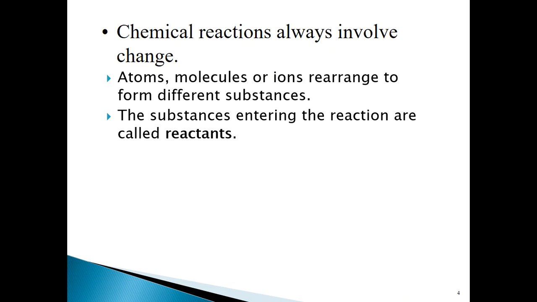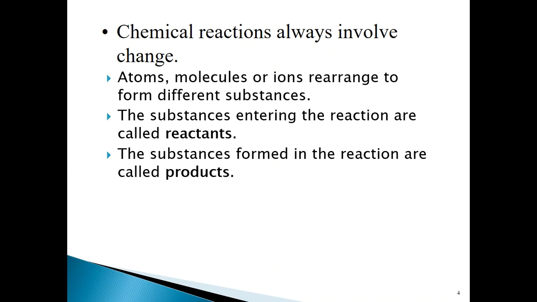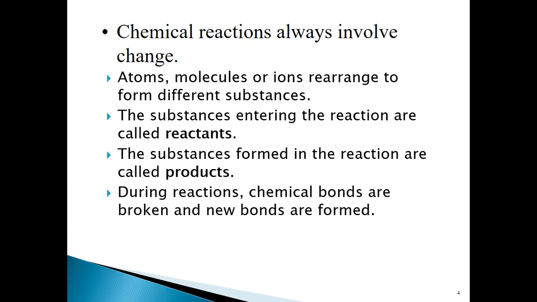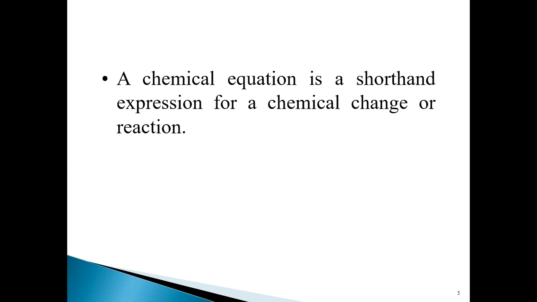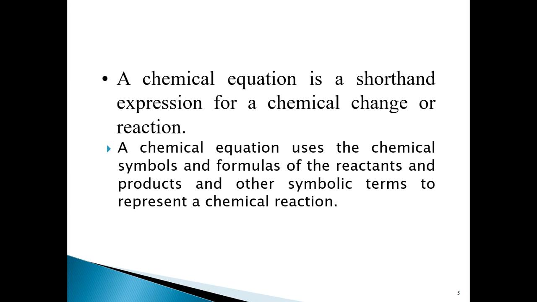So the substances that are entering the reaction are called the reactants, and they are typically written on the left side of the equation. The products are the substances that are formed in the reaction, and they're typically written on the right side of the equation. And as I said before, during a chemical reaction, we have the creation of bonds as a result of bonds being broken. All right? So, the chemical equation is a shorthand way of expressing a chemical change, and the equation uses chemical symbols and formulas for the reactants and products that are involved in the chemical reaction. And there are other symbols that you'll see involved. We're going to talk about that in more detail shortly.